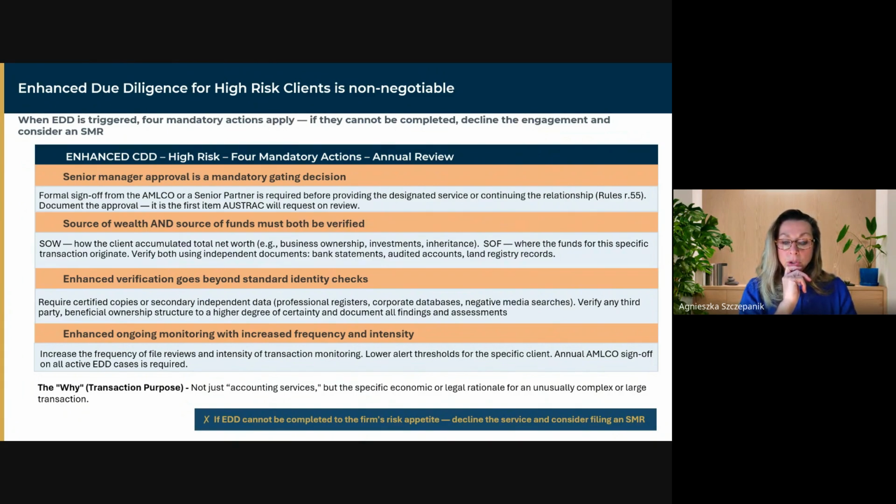Then you need to do enhanced ongoing monitoring. So you need to increase the file review. So what that means is that what I mentioned before, for high risk, it's an annual review. So you need to check the information on an annual basis.